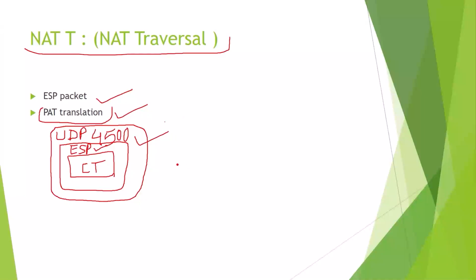Now when a PAT device is in between and tries to do the translation, this packet goes to the PAT device. The PAT device by nature would change the IP address inside it to a publicly routable IP address, and the port number provided to a unique random port number. This is the nature of a PAT device. This is how it works. So it would change it.